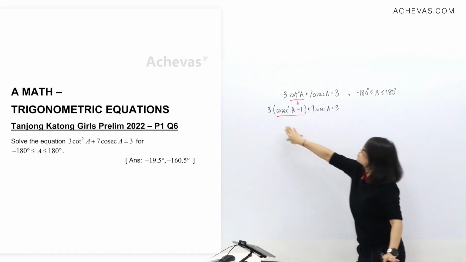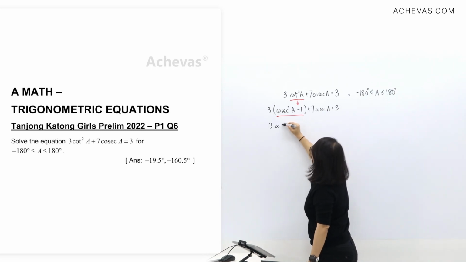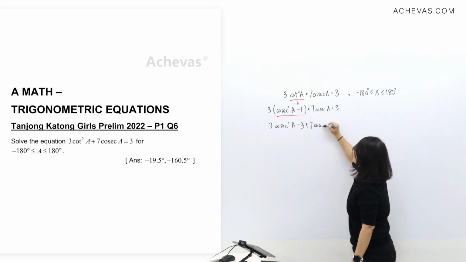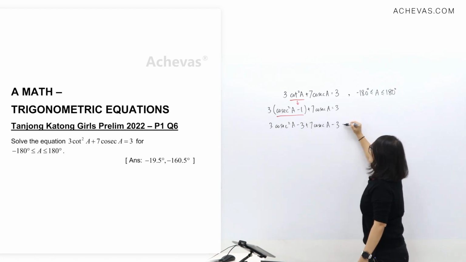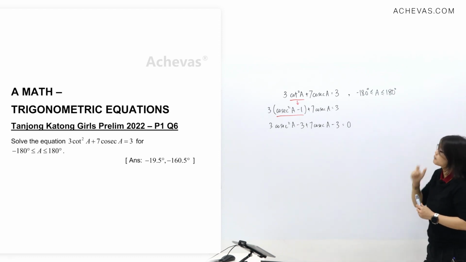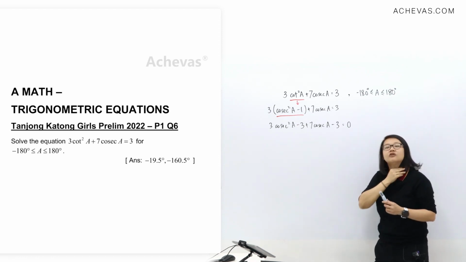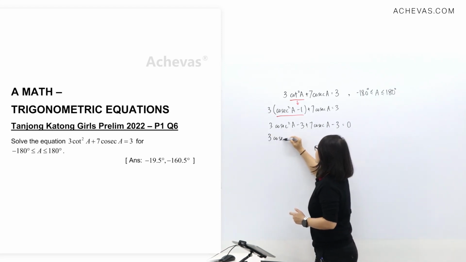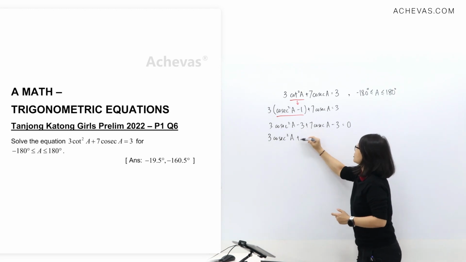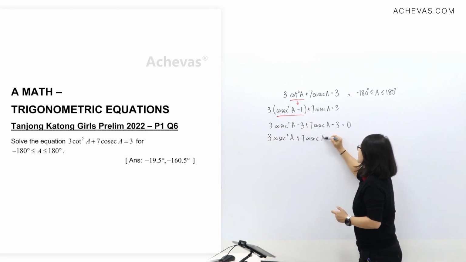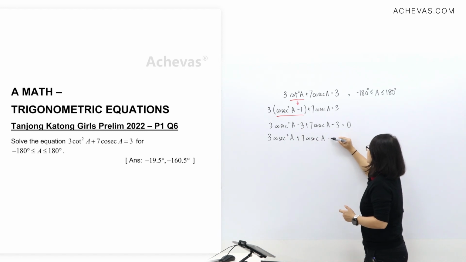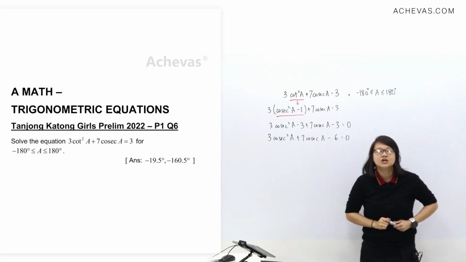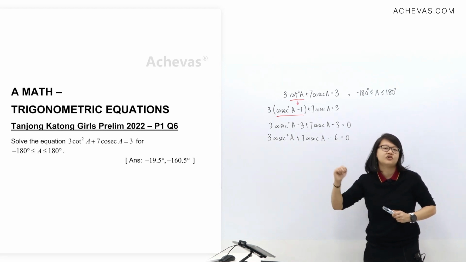Next step, I'm going to expand 3 in here. So I have 3 cosec square A minus 3 plus 7 cosec A. I'm going to move this 3 so I have equals to 0 because I can see that I'm going to solve a quadratic in terms of cosec A. So now let me arrange again. I'll write 3 cosec square A followed by 7 cosec A, and then the constant minus 3, here will be a negative 6 equals to 0.